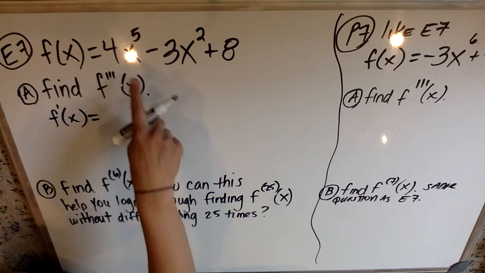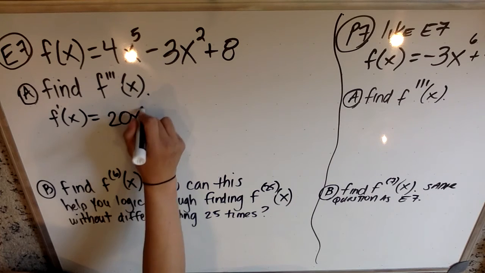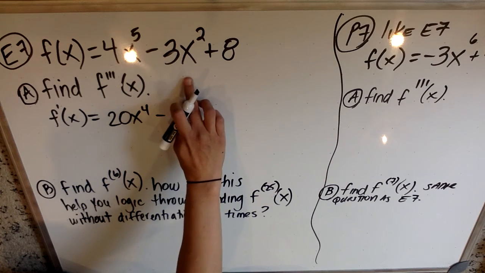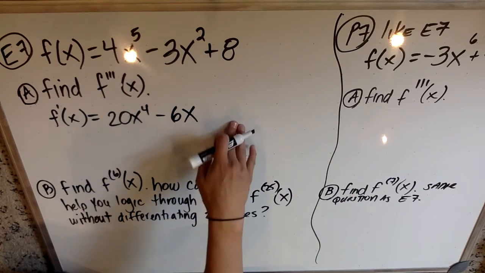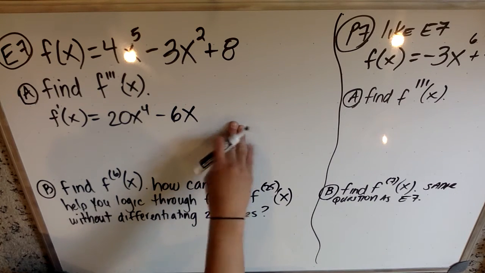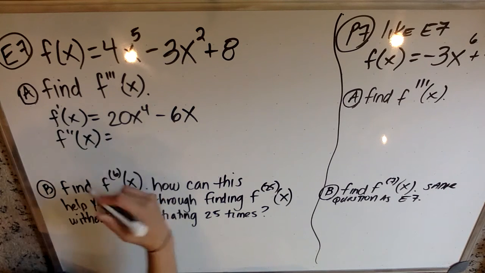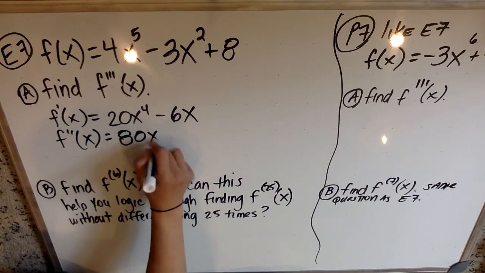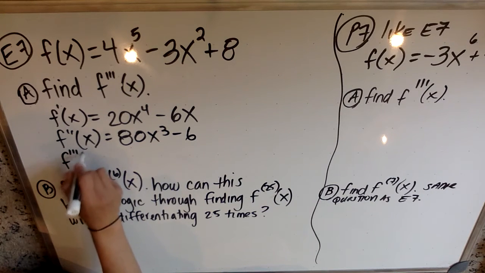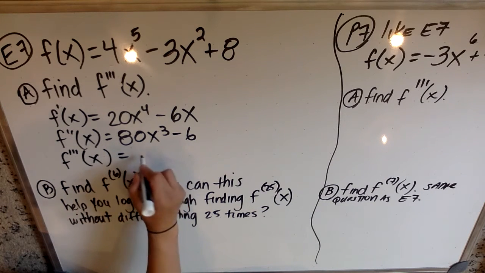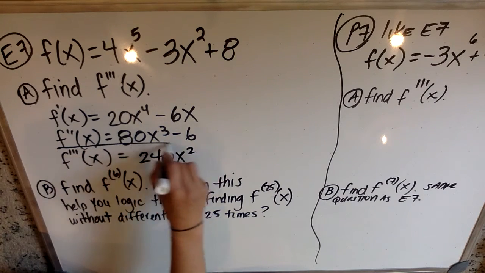So f prime would be, if I differentiate the 4x to the fifth, I'm going to get 20x to the fourth, minus this 3x squared is going to become a 6x, right? And the 8's going to differentiate to 0, right? Because it's a constant, so it's going to disappear. My f double prime is now going to be the derivative of that, which would be an 80x to the third minus a 6, right? My f triple prime, which is the thing I was asked to find, is going to be a 240x squared. Okay, so that's the first answer.